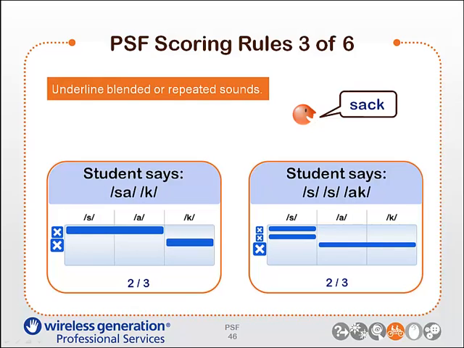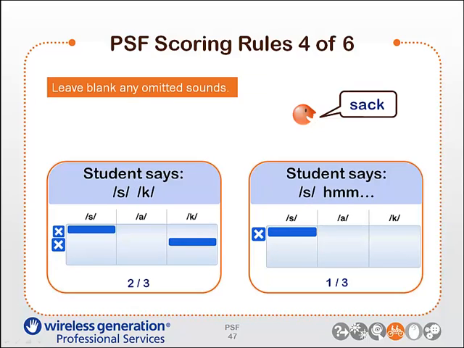Here you're going to underline blended or repeated sounds. As we said a minute ago, you just drag the mouse or the cursor all the way across to indicate the segments that were said together. And if a student repeats a sound, then you just click on that particular box until you have indicated how many times that sound was repeated. If a student omits a particular sound, then you're going to leave that section blank to indicate that no sound was made.